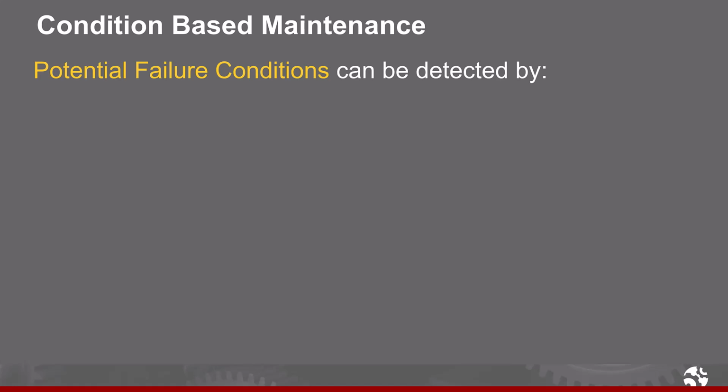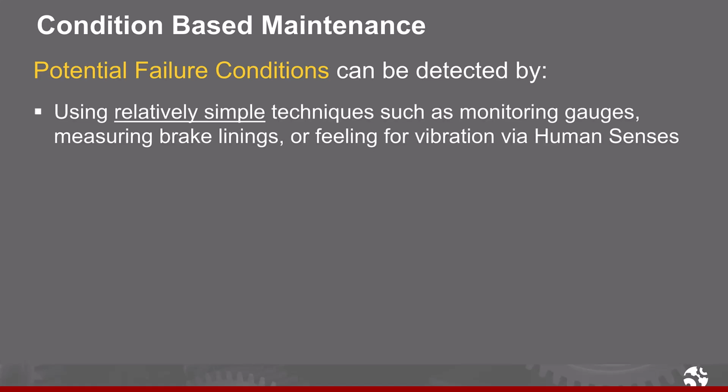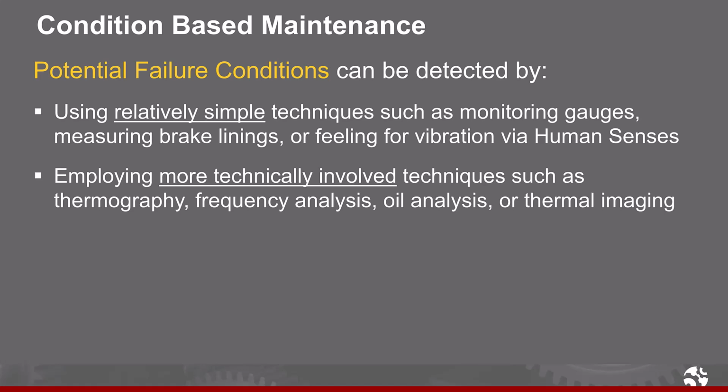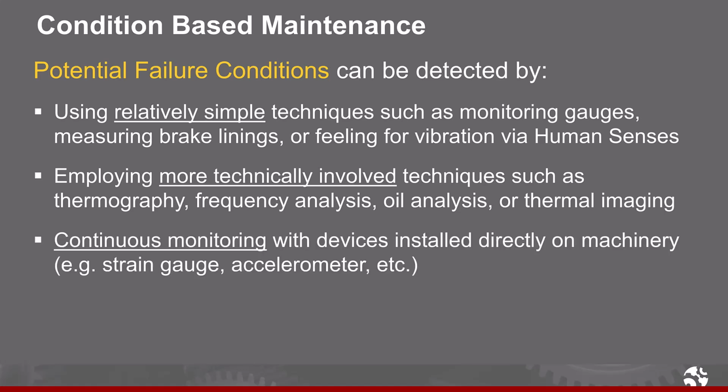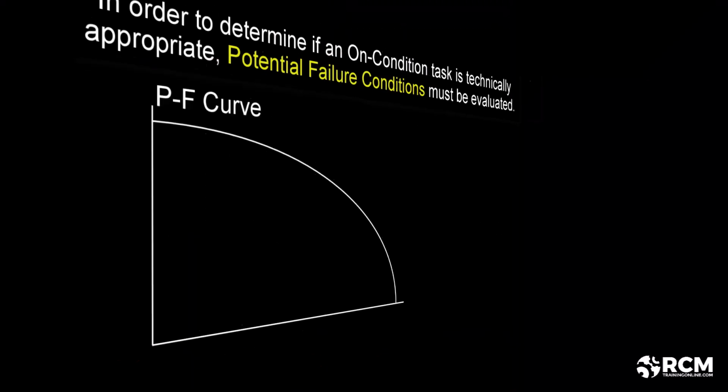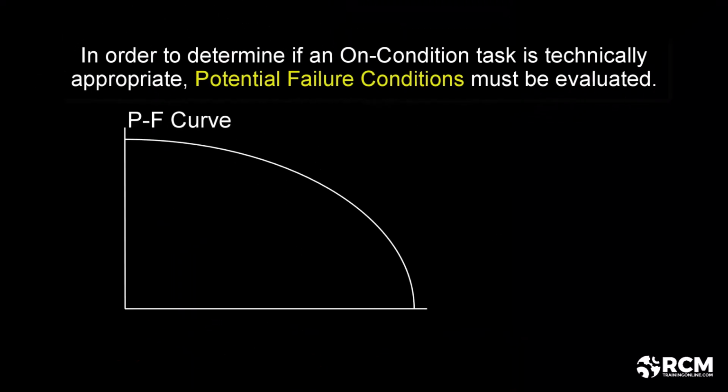Potential failure conditions can be detected by using relatively simple techniques such as monitoring gauges, measuring brake linings, or feeling for vibration via human senses, employing more technically involved techniques such as thermography, frequency analysis, oil analysis, or thermal imaging, and continuous monitoring with devices installed directly on machinery, like strain gauges and accelerometers. In order to determine if a condition-based maintenance task is technically feasible, potential failure conditions must be evaluated.